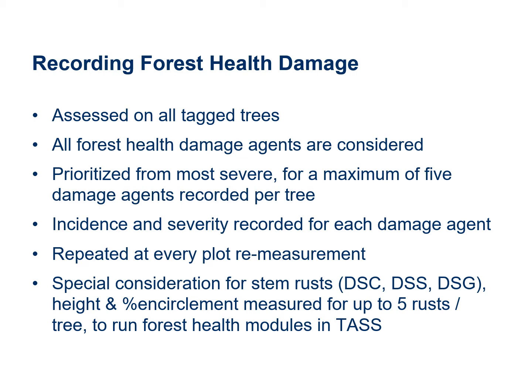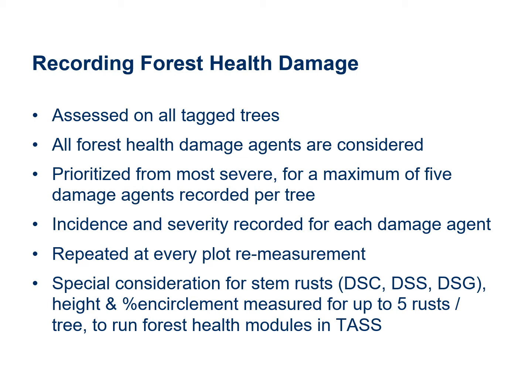Forest health damage agents and severity are assessed on all tagged trees based on the provincial list of pest species codes managed by Resources Practices Branch. Up to 5 damage agents are recorded for each tree and are recorded in descending order of severity for multiple occurrences. This also includes previously tagged trees, which subsequently become dead fallen at time of remeasurement.